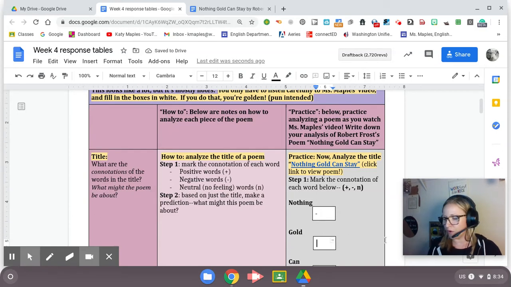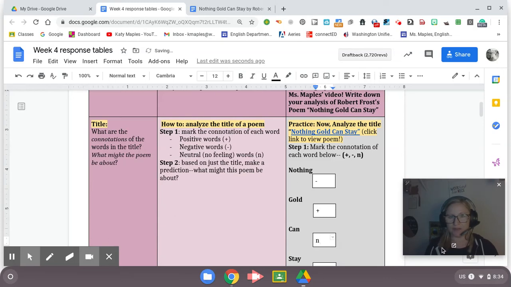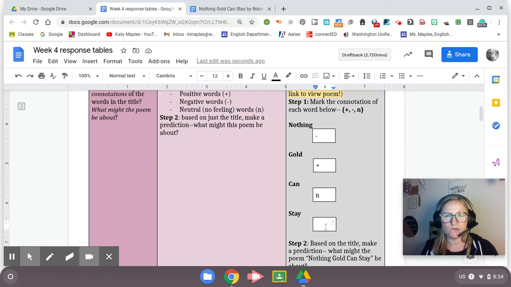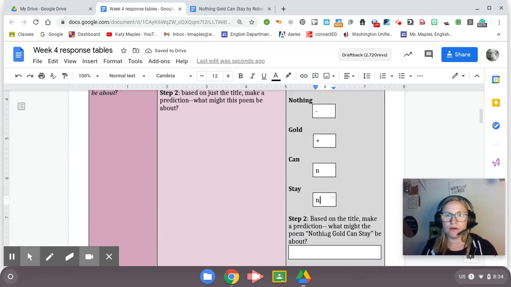I'm going to mark gold as positive, because we think of gold symbolically as wealth and beauty. Can is just kind of a neutral word, right? It doesn't have a lot of feeling attached to it. And then stay, probably neutral as well. Okay, so based on the title, make a prediction. What might the poem Nothing Gold Can Stay be about?